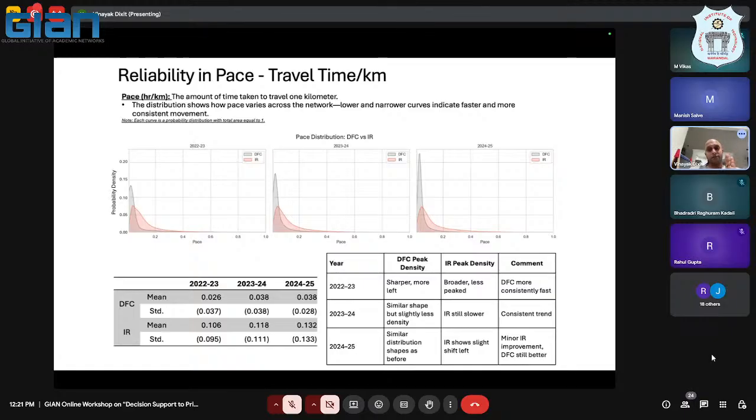All clear? Space is more or less about speed. Yeah, it's the inverse of speed.